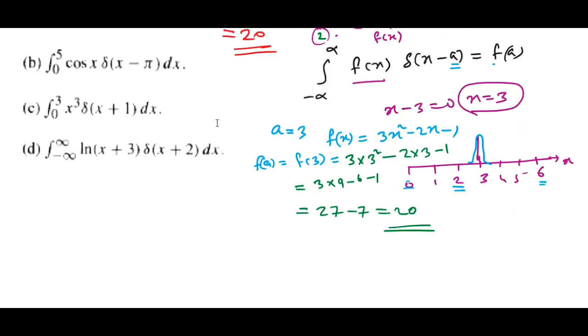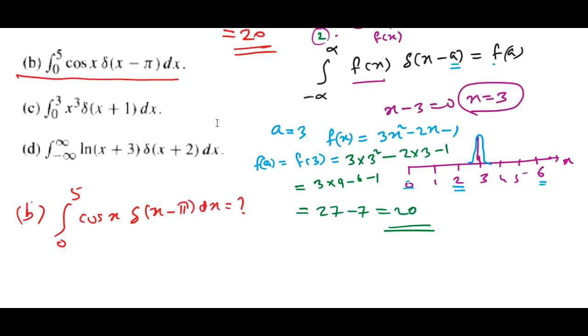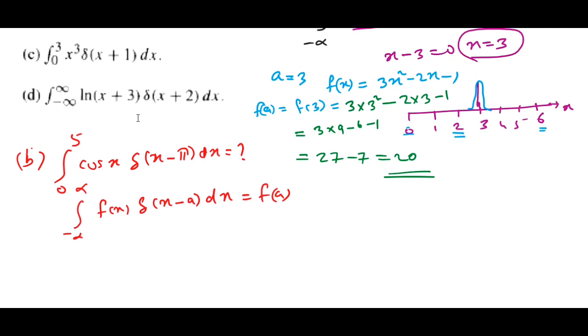Now let us proceed to the second question. In the second question, B, the Dirac integral has limits 0 to 5, cos x delta x minus pi dx. Here we write the standard equation: minus infinity to infinity f of x delta x minus a dx is equal to f of a. Here also we have to check whether the spike comes within the domain of the integration. To know the position of the spike, you can write x minus pi is equal to 0. This will give you x is equal to pi.